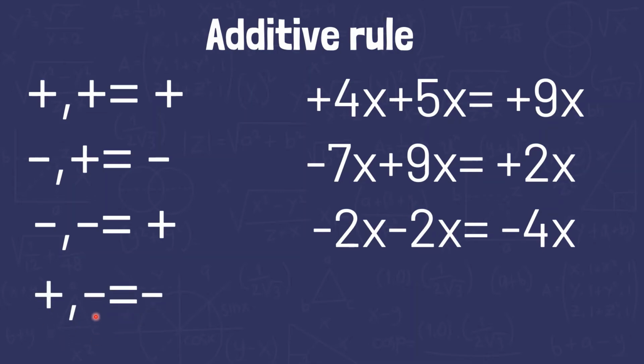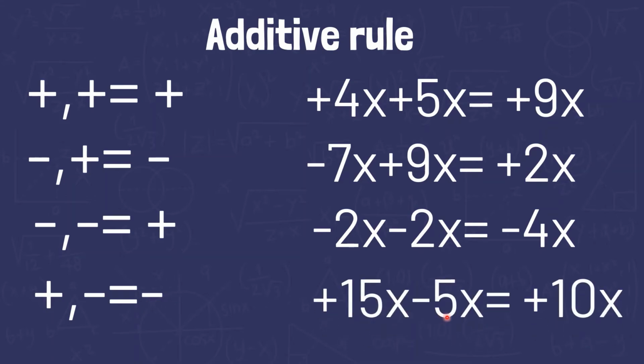Plus minus, different signs means we're going to be subtracting them. Plus 15x minus 5x is equals to plus 10x. Now, the first number has the plus sign, the second number has the minus sign. Both of them have different signs. That's why we subtracted them. 15x minus 5x is equals to 10x. We used plus sign because 15 was the greater number over here and it has the plus sign. We also use this sign at the end as well.